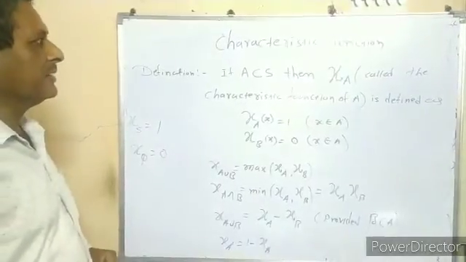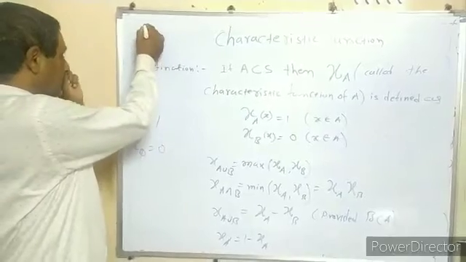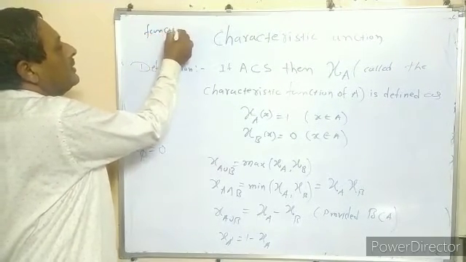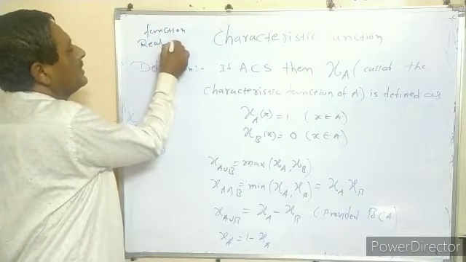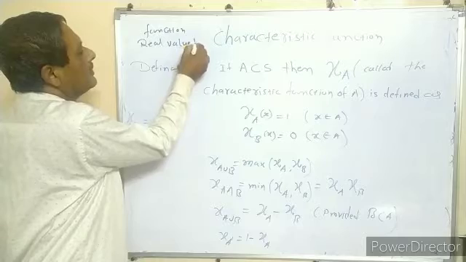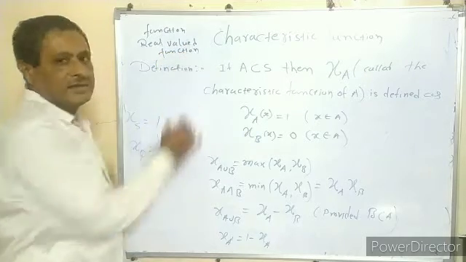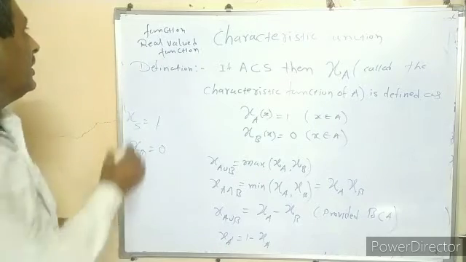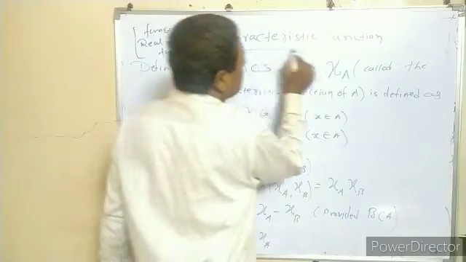We have defined what is meant by a function. Also, we have defined real valued functions, and we have seen the properties of real valued functions. Now, I define a specific function. It's called a characteristic function.